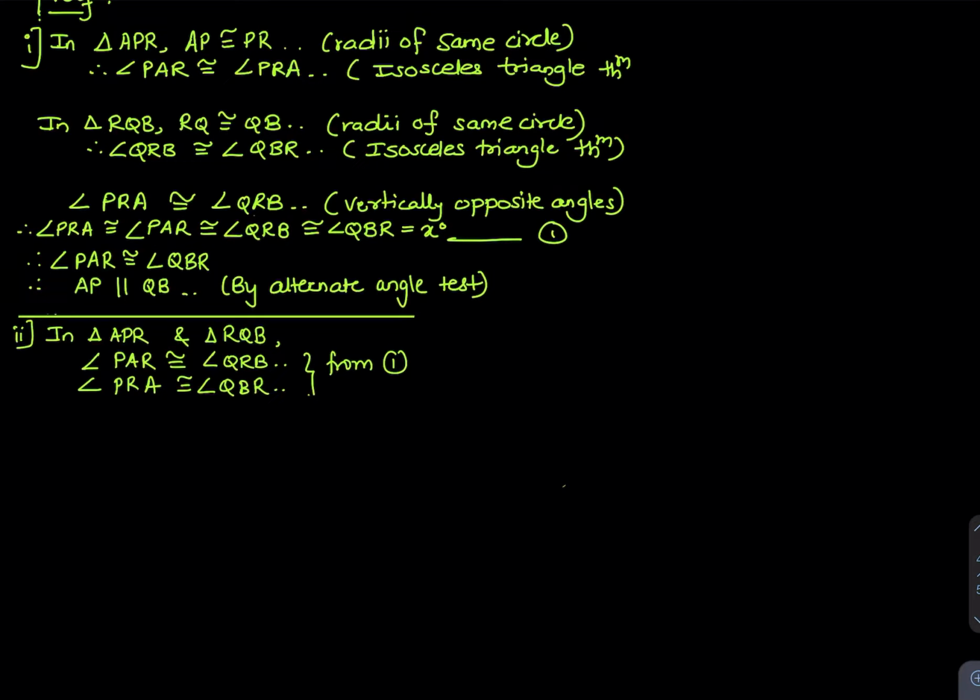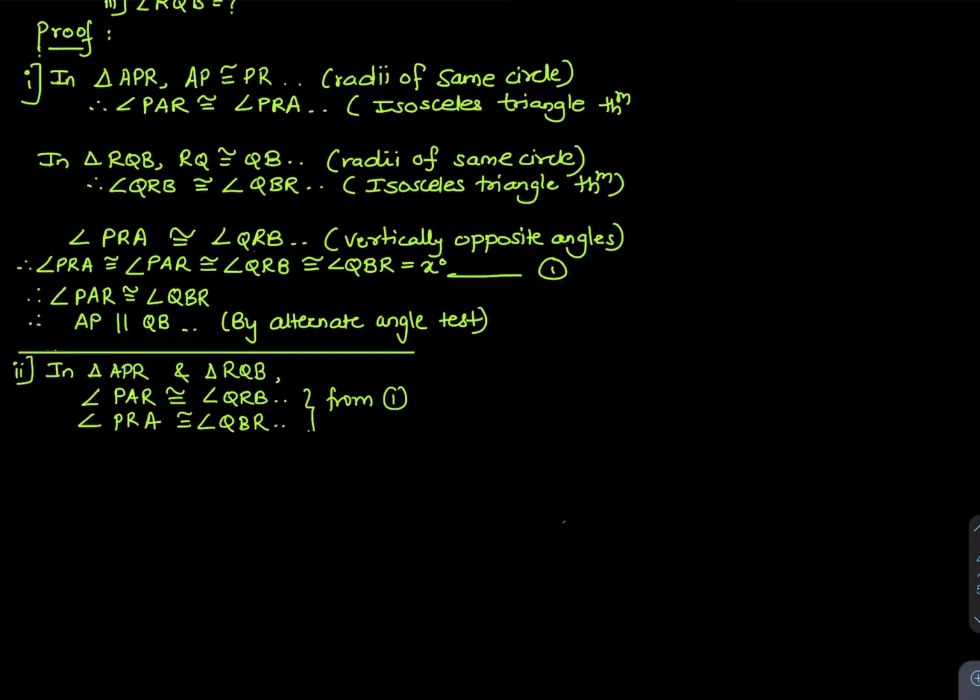So angle PAR is congruent to angle QRB. It is given here: PAR congruent to QRB, and PRA congruent to QBR. I will just pick the angles which I need. So next, by the AA test, triangle APR is similar to triangle RQB. Here also you need to check the correspondence, because if you make any mistake in writing the correspondence, these two triangles will not be similar.